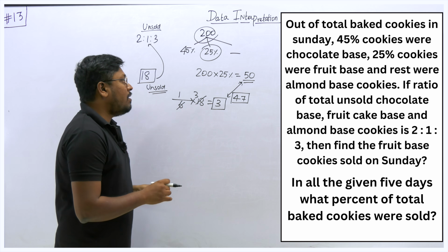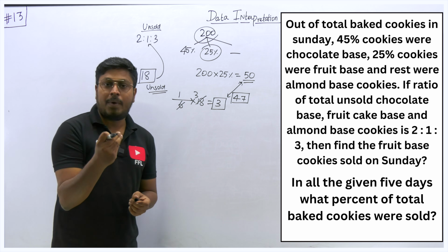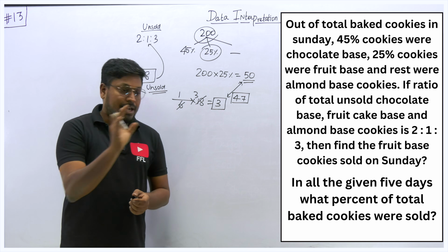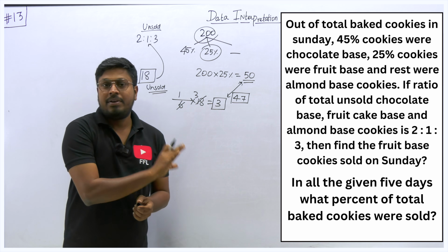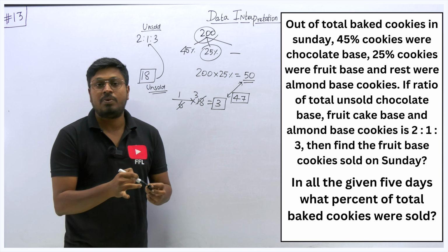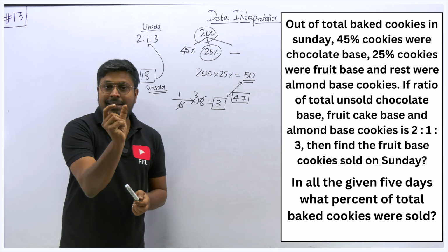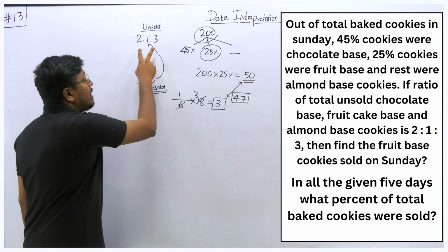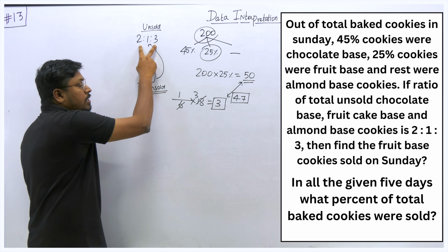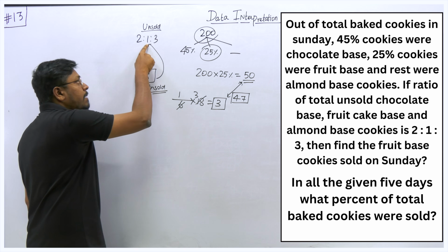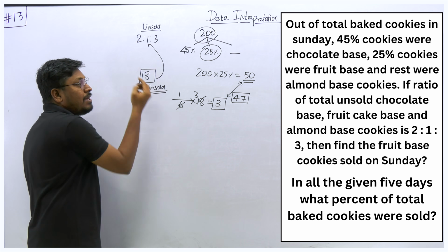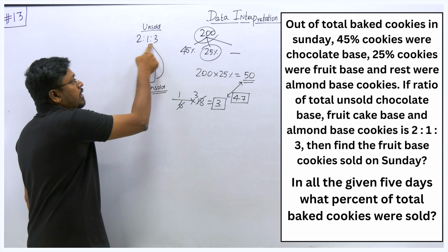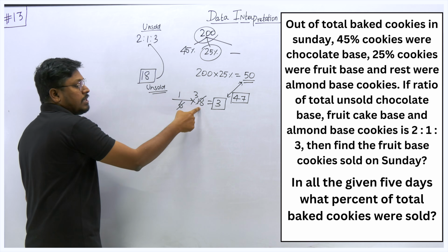So first we found the total cookies. Out of 200 cookies, how many cookies were fruit based, which is 50. And according to the chart, we found 18 cookies were unsold on Sunday. So out of those 18 cookies, we have to find how many cookies are fruit based. So they have given a ratio 2:1:3. Out of this 2:1:3, 1 part. So 1 part will be 1 divided by the total, 3, 4, 5, 6. So 1 by 6 into 18.